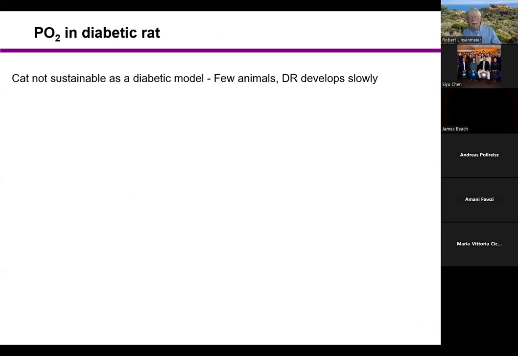But cats are not a sustainable model to study diabetes. We were able to get very few animals. They were expensive and difficult to maintain. And diabetic retinopathy develops extremely slowly, as it does, of course, in humans.